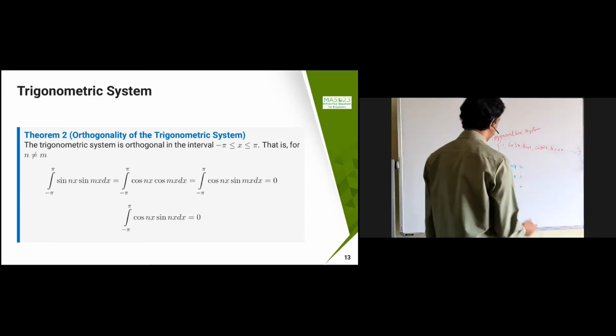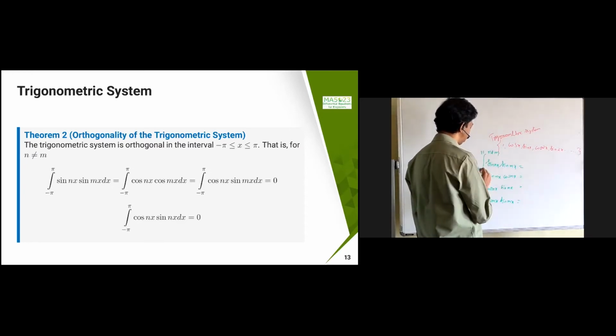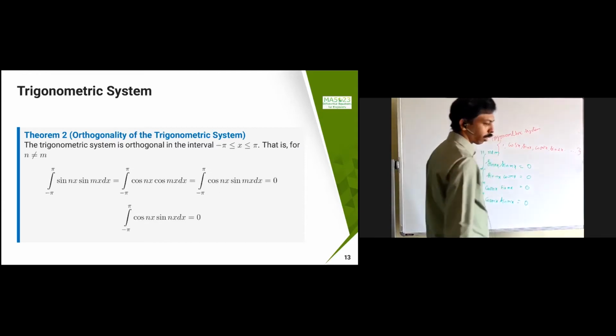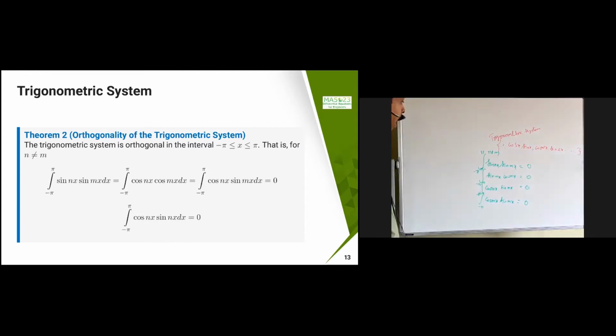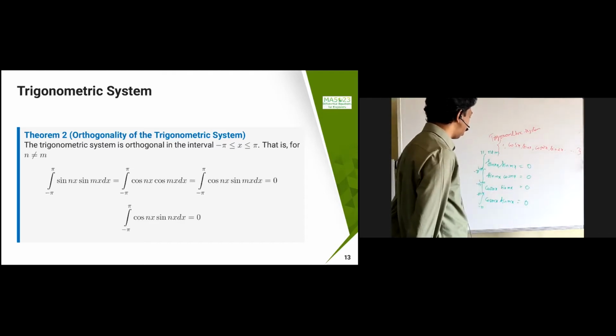So the theorem is claiming that if I take this from minus pi to pi, this interval only, then these are all 0. So n not equal to m, this is going to be 0. In particular, for some of these, even n equal to m it is going to be 0. That also we are going to see.